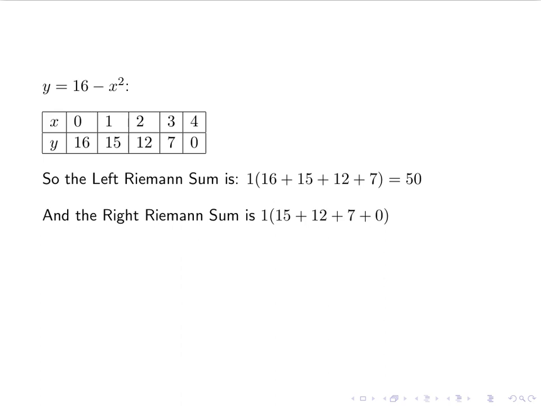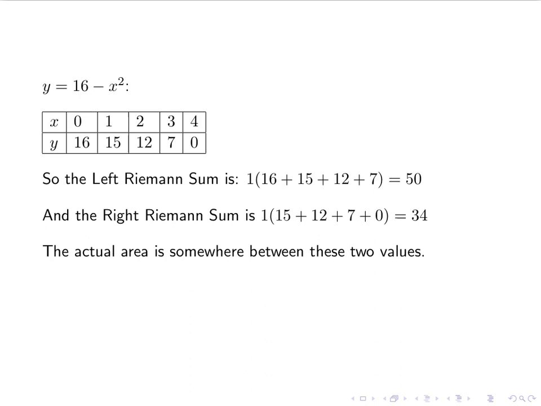The right Riemann sum, we're going to do very similarly. For each consecutive x value, say from 0 to 1, I want the one on the right, so I want the 15. From 1 to 2, I want the one on the right, that's the 12. From 2 to 3, the one on the right is 7. And from 3 to 4, the one on the right is 0. So that gives me the 4 heights of the rectangles using a right Riemann sum. Put those together, I get 34.